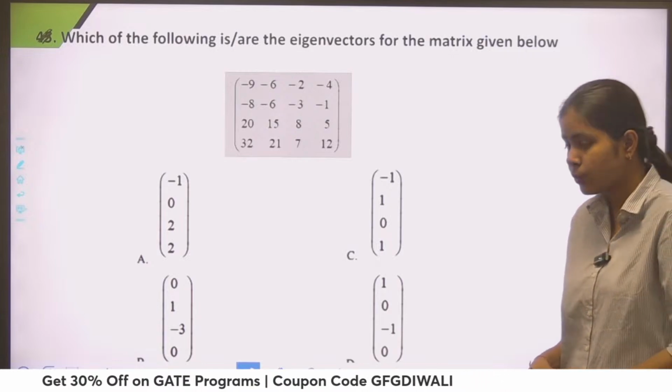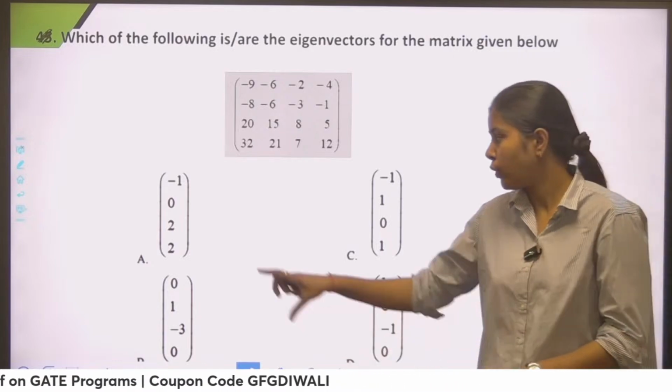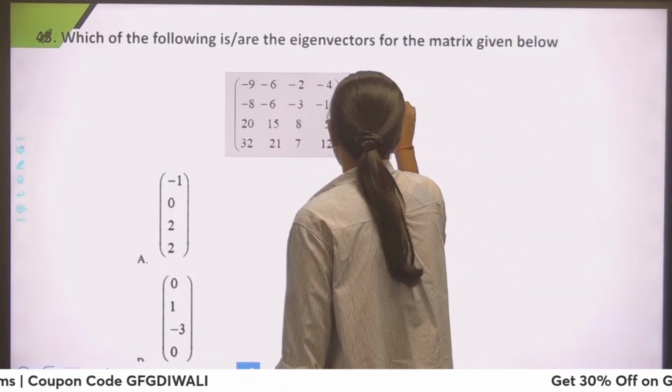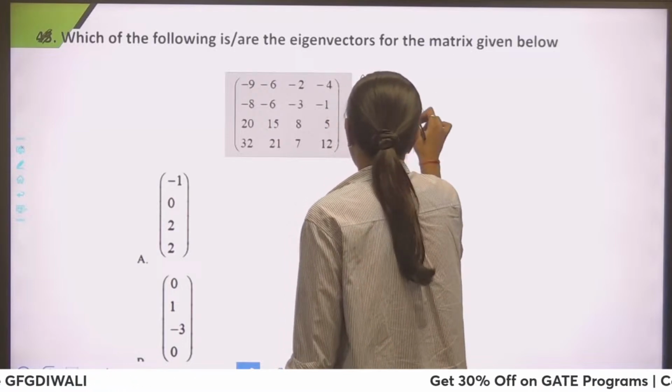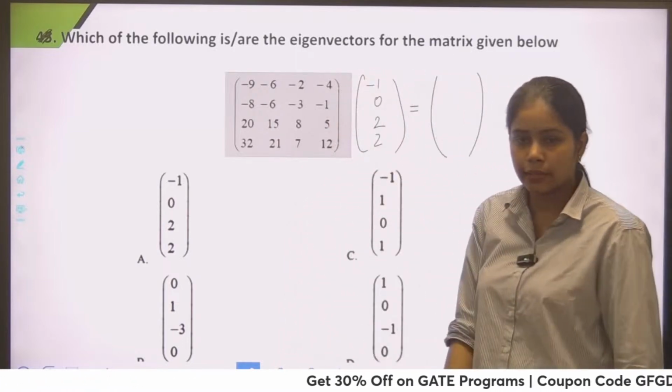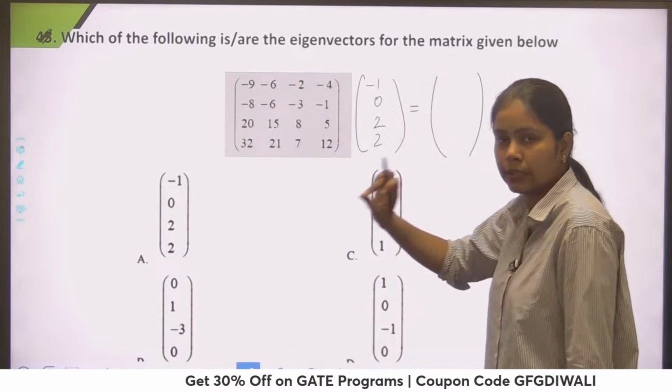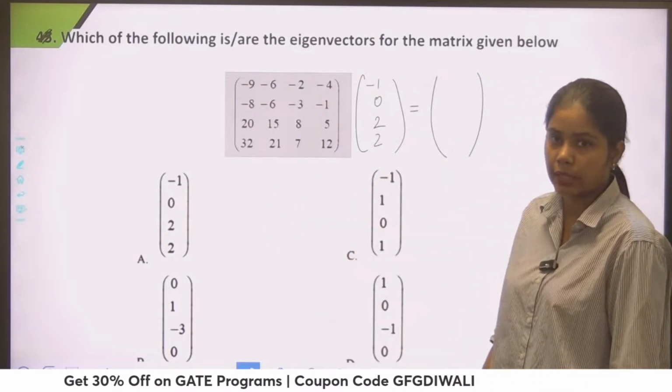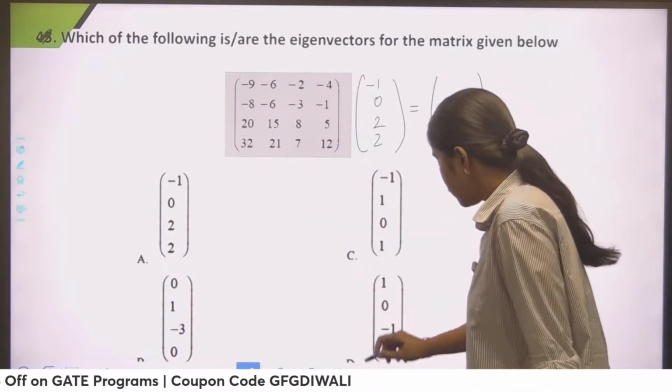Let me know, guys, what would be the answer here. So what would you do? You would pick this vector -1, 0, 2, 2, and multiply with this, and you would get a vector. If this vector is a multiple of this vector, then this is an eigenvector. Otherwise, it is not an eigenvector. So guys, I am not solving it. Just solve it by yourself.